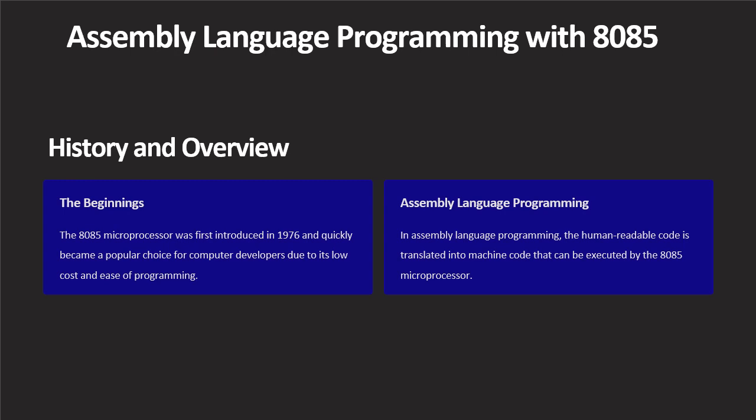This is the most interesting part of assembly language, which is assembly language programming with the 8085 microprocessor. Talking about the history and overview. The 8085 microprocessor was first introduced in 1976 and quickly became a popular choice for computer developers due to its low cost and ease of programming. In assembly language programming, the human readable code is translated into machine code that can be executed by 8085 microprocessors.